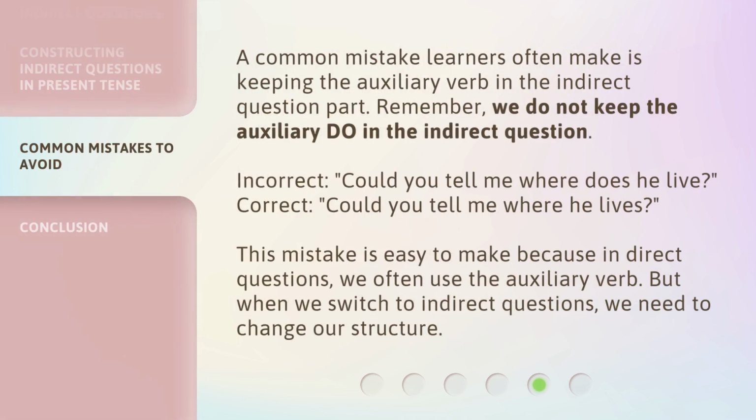A common mistake learners often make is keeping the auxiliary verb in the indirect question part. Remember, we do not keep the auxiliary do in the indirect question. Incorrect: could you tell me where does he live? Correct: could you tell me where he lives? This mistake is easy to make because in direct questions, we often use the auxiliary verb. But when we switch to indirect questions, we need to change our structure.